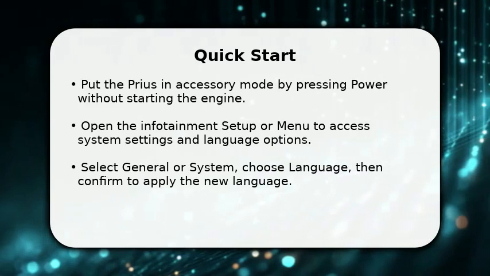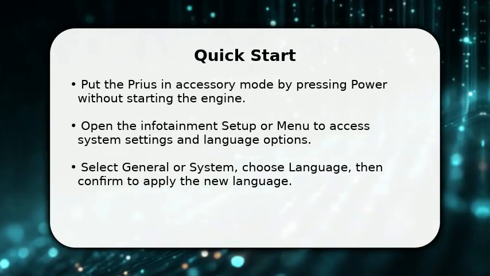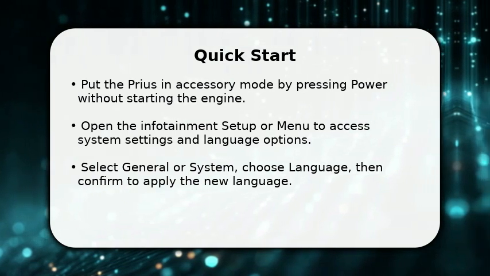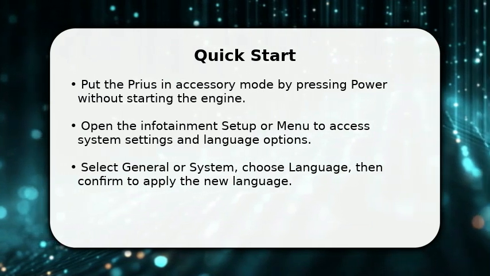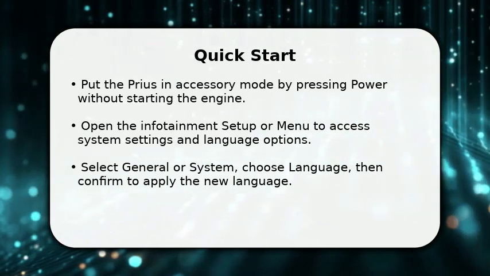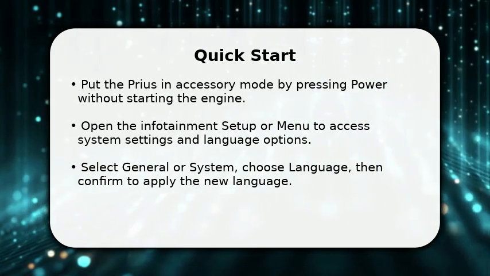In this video, I will show how to change the Toyota Prius language, updated. Start with the car off and put the system into accessory mode by pressing power without starting the engine, then tap Setup on the screen. Go to General, select Language, pick your preferred option and confirm. If prompted, agree to restart the system.